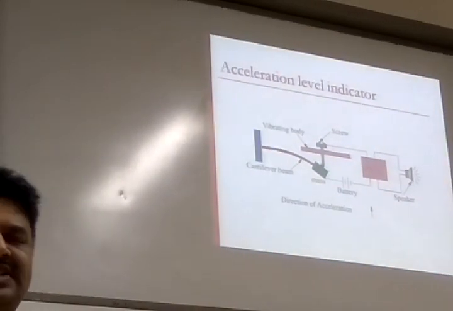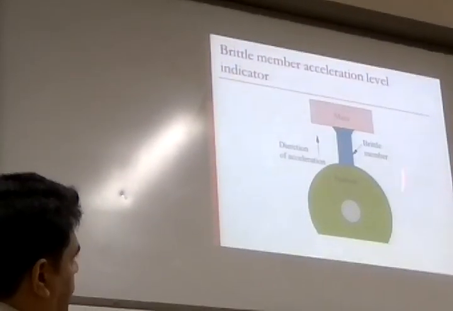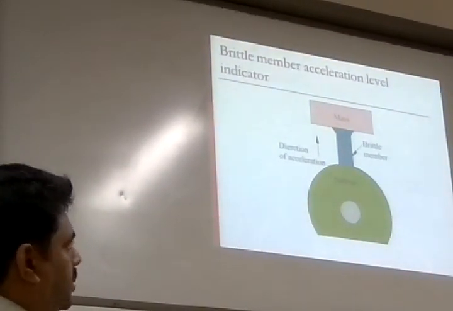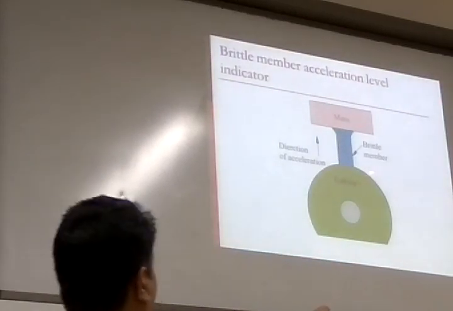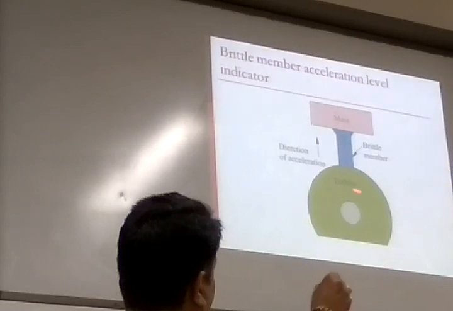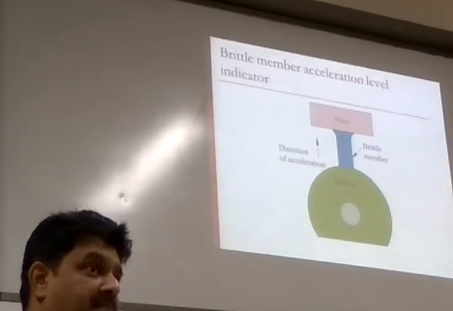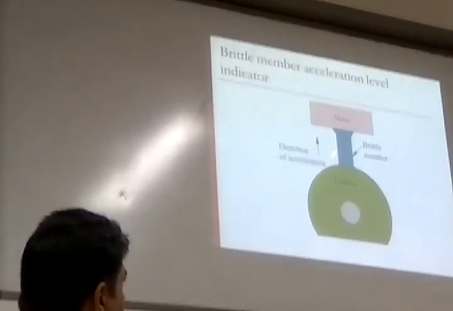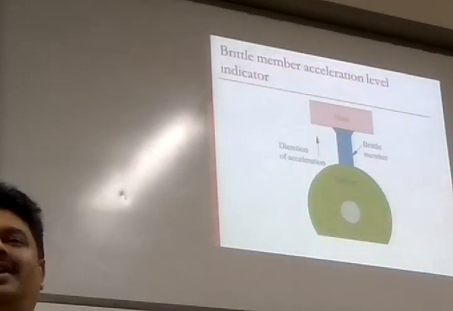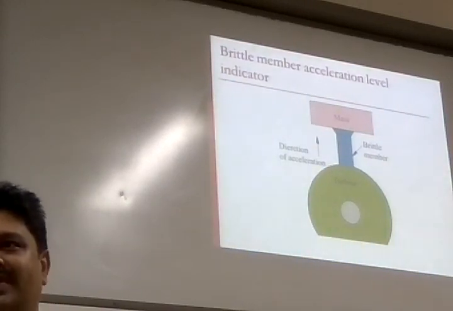Again, these kinds of devices are also commonly used. This is also a crude type of instrument. This is also not drawn to scale. I have enlarged this some 1,000 times compared to the turbine. The turbine is a much bigger object, whereas the brittle member and mass will be about my finger thickness. It is a circular body with a mass on top.